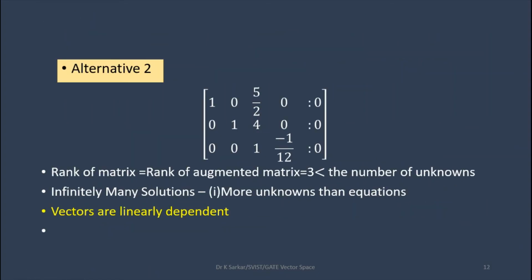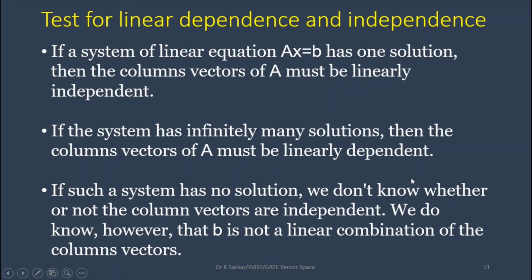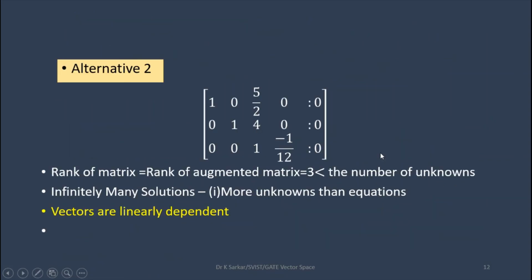Okay, so applying that, here we see the matrix. From here we can find the rank of the augmented matrix and the matrix A. Here we see the rank of the matrix is 3 and the rank of the augmented matrix is also 3, which is less than the number of unknowns. So according to it, if the system has infinitely many solutions, then the column vectors of A must be linearly dependent.